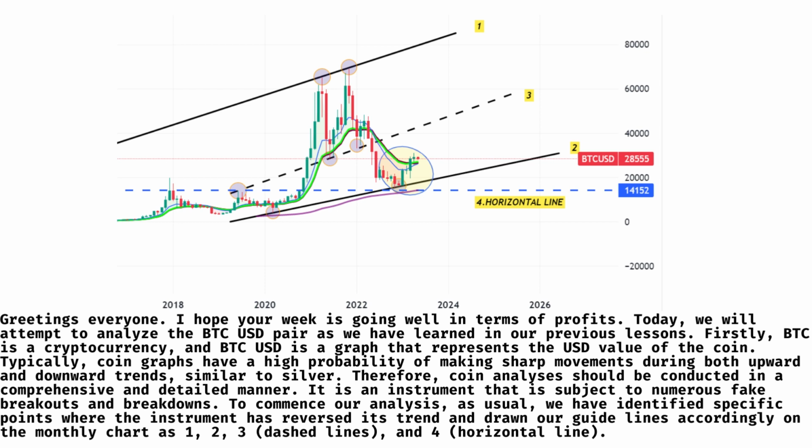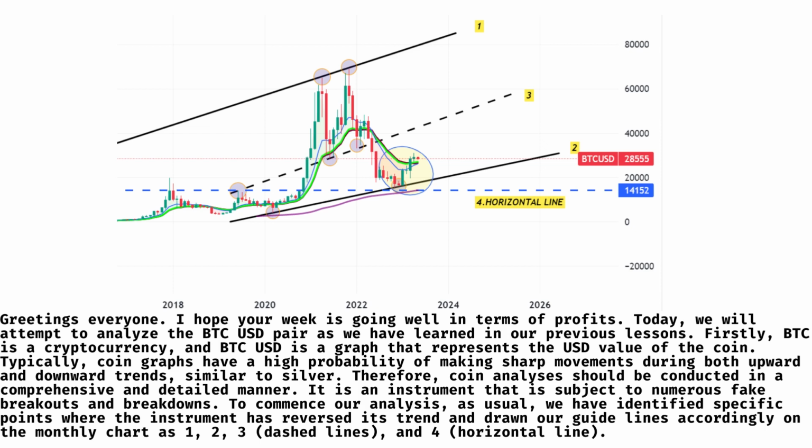Greetings, everyone. I hope your week is going well in terms of profits. Today, we will attempt to analyze the BTC-USD pair as we have learned in our previous lessons. Firstly, BTC is a cryptocurrency, and BTC-USD is a graph that represents the USD value of the coin.